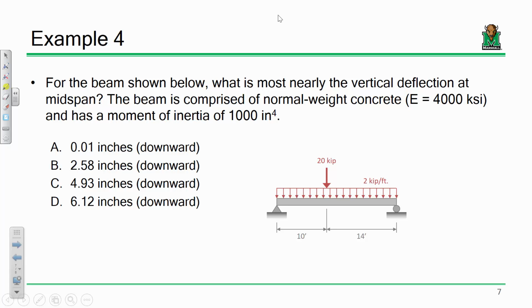Okay? Example number 4, this is what I'm going to do. I'm going to go ahead and tell you that the answer to example number 4 is D. Okay? Now, or wait, hold. Yes, it's D. Sorry. No, it's D.